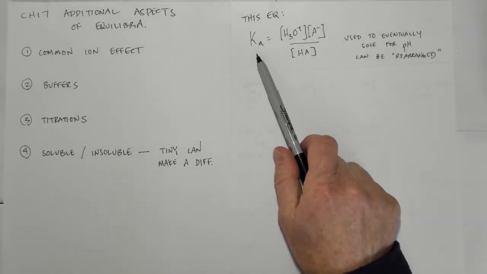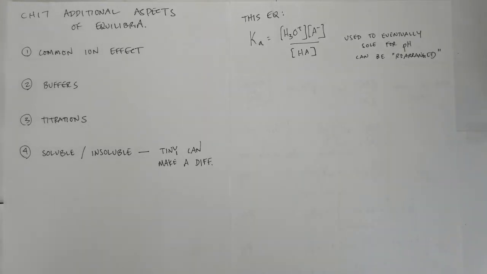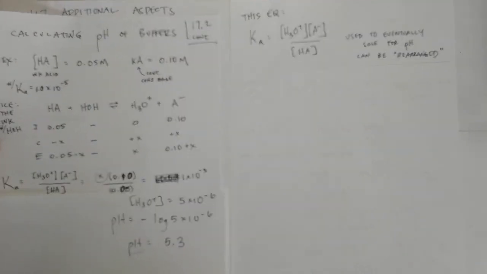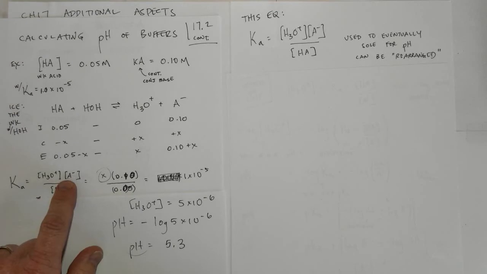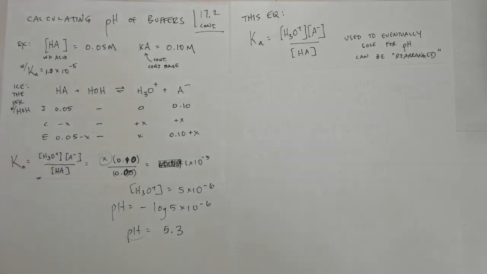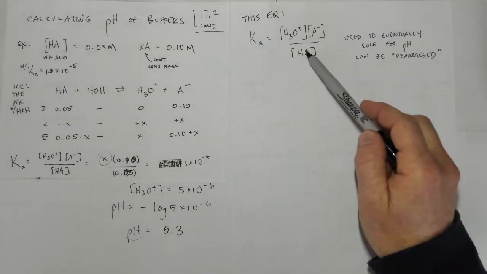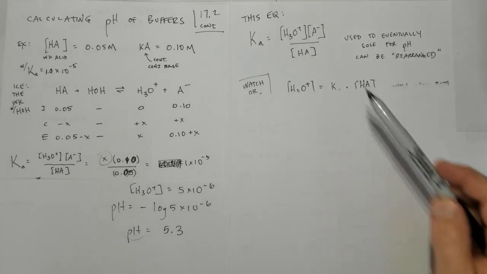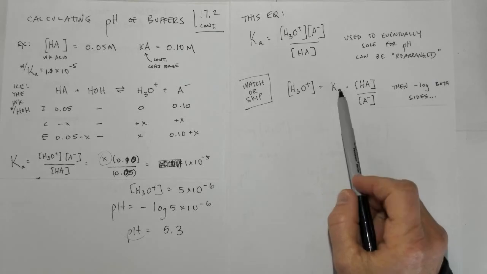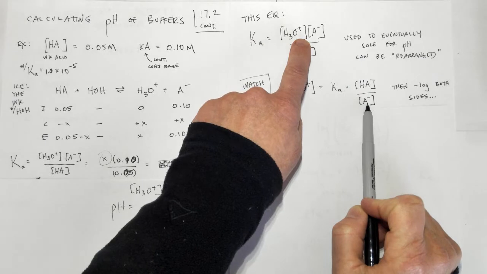So here was the equilibrium constant expression we had. We had Ka equaling H3O plus times the A minus divided by the HA right here. And my goal was to find this H3O plus. And so I'm going to solve this by bringing HA on this side and A minus on this side. So H3O plus now then is equal to Ka times the HA divided by the A minus.